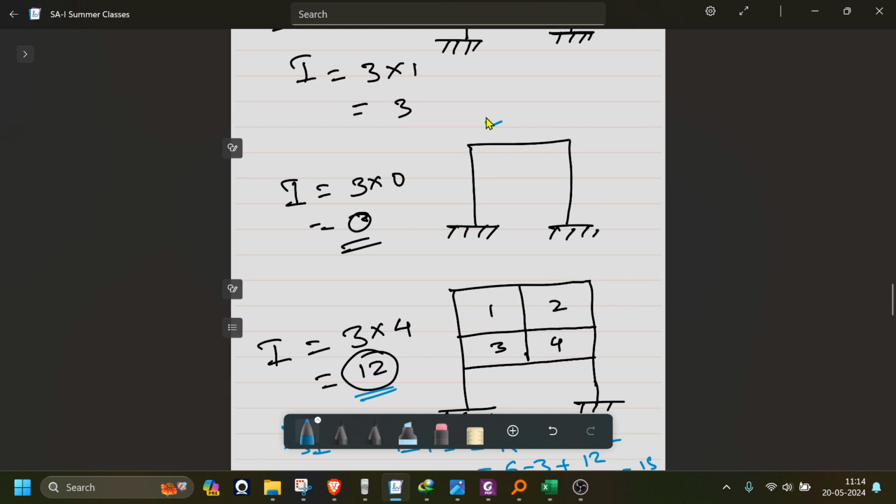So what is the degree of static indeterminacy for this one? For this, what is the degree? It is 3, right? Good. Because the internal indeterminacy is 0 and the external indeterminacy is 3, that is 3 plus 0, equal to 3.